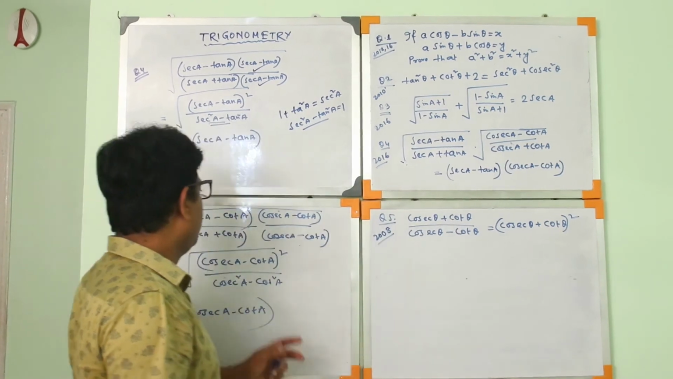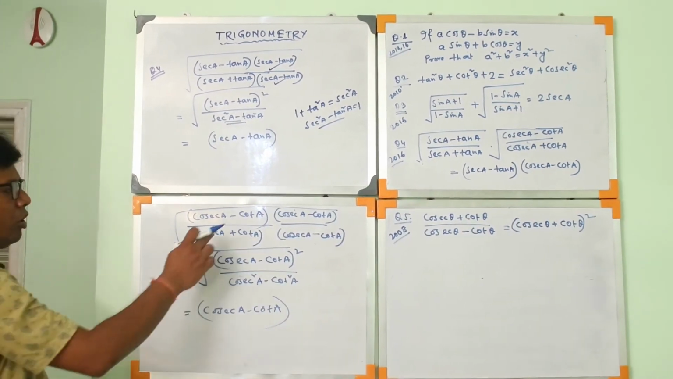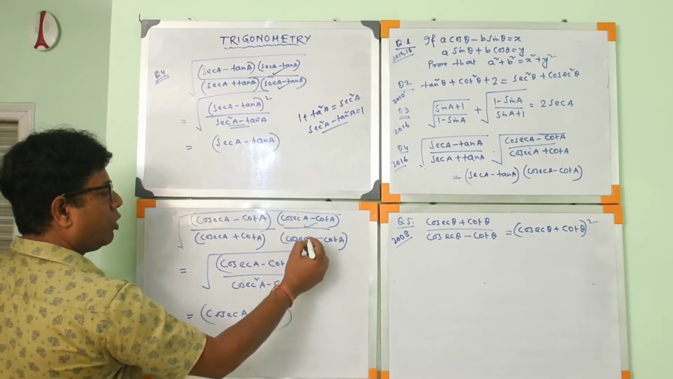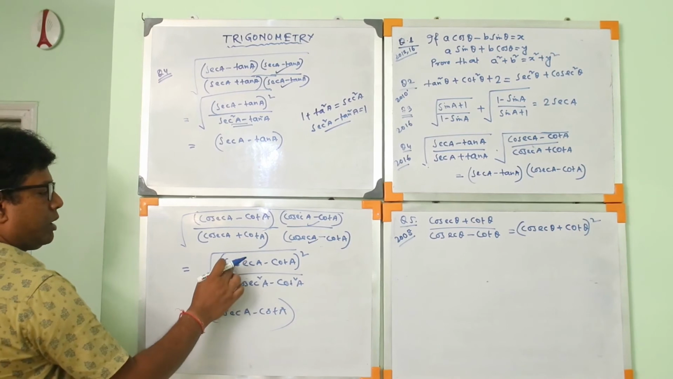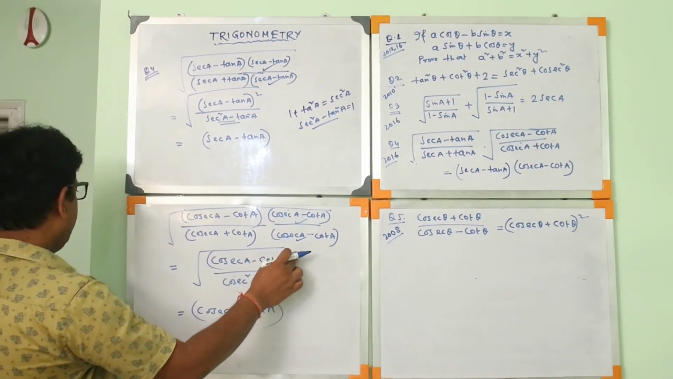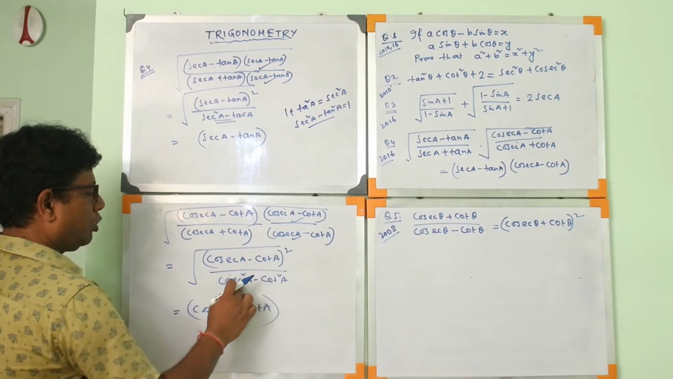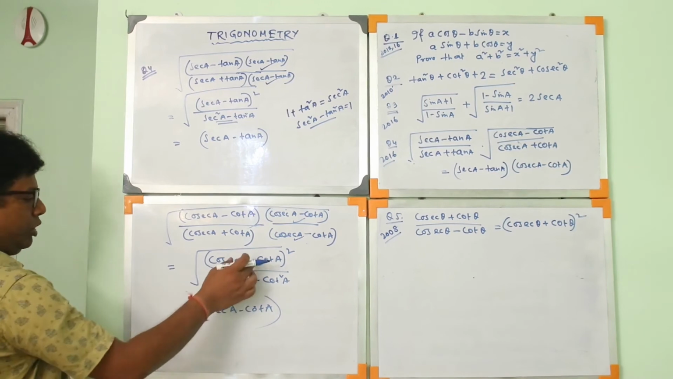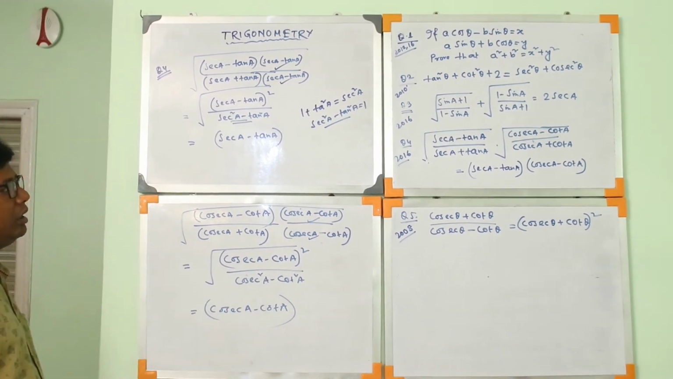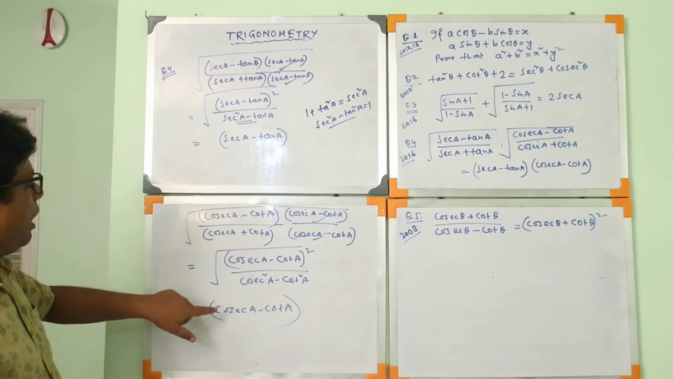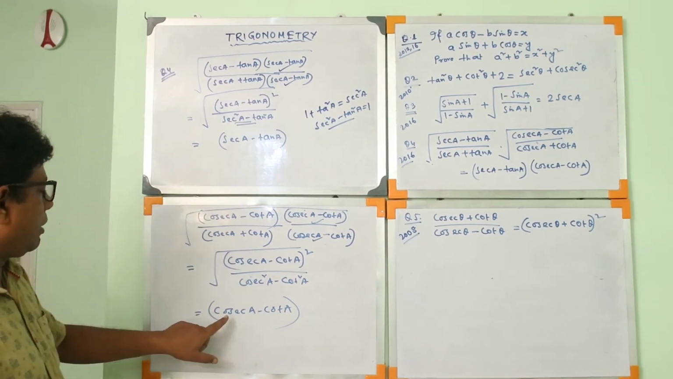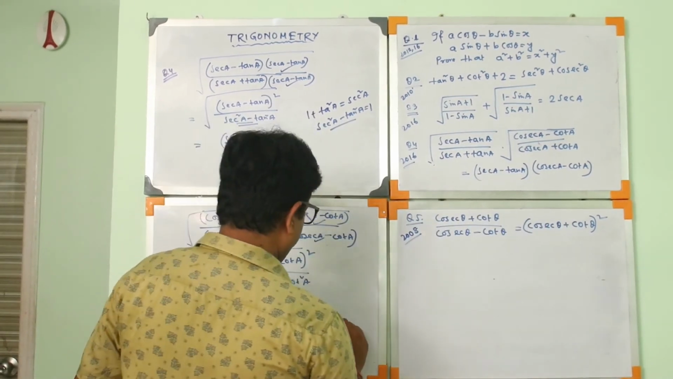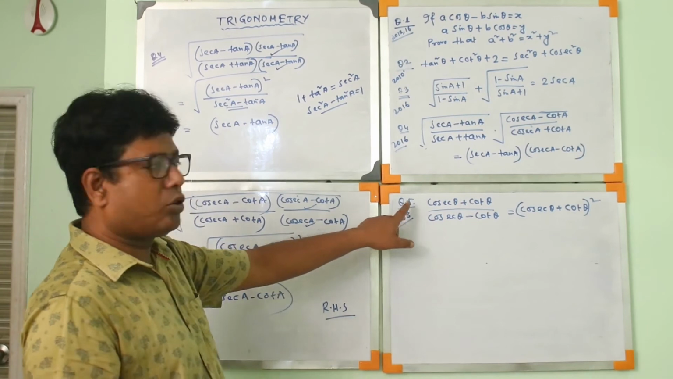Taking the second part, (cosec a minus cot a) by (cosec a plus cot a), multiplying both sides by (cosec a minus cot a), we will get the first part (cosec a minus cot a) whole square divided by cosec square a minus cot square a. So this will be equal to cosec a minus cot a. So we will get the two parts, (sec a minus tan a) into (cosec a minus cot a). So this will be equal to the right hand side. Proved. Next, question number 5.